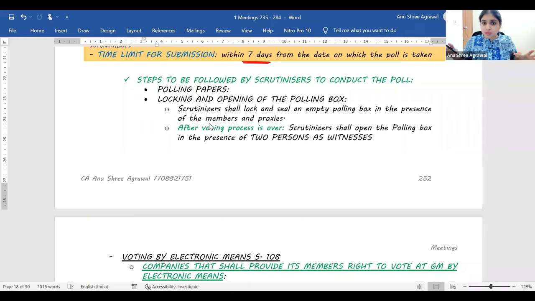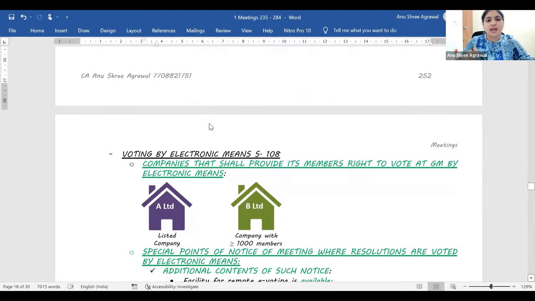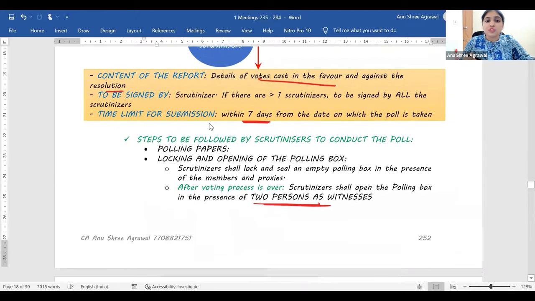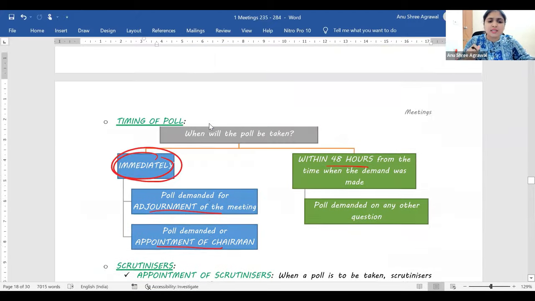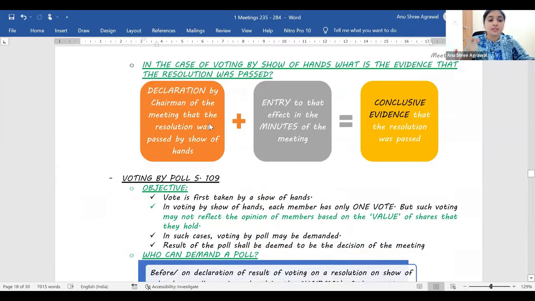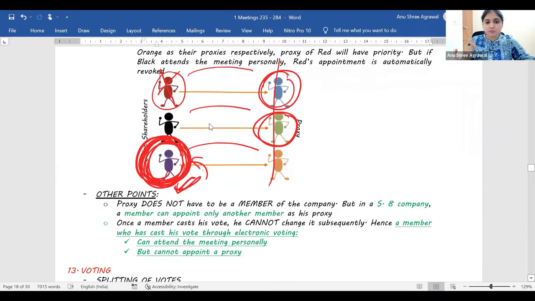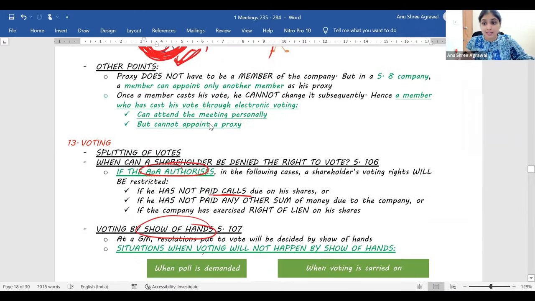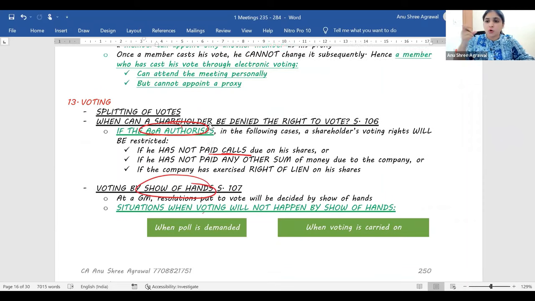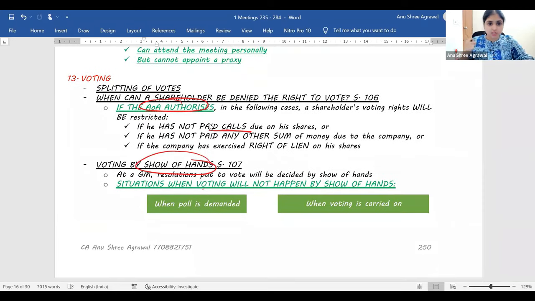Okay, once the polling process is over, in the presence of two witnesses, they will unlock the polling box, they will take out all the votes, and they will count. This was voting by poll. First, we learned, can we take away voting right from shareholders? We said we can take away the voting right from shareholders only if calls are in arrear and the AOA authorizes. Only then we can take away the voting right from the shareholders.